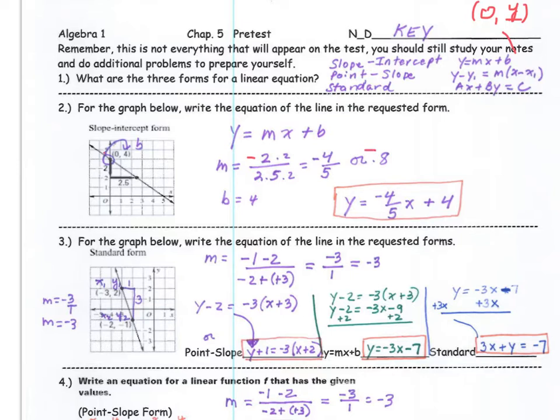This is a case where I really wouldn't use point-slope form because I can look at the graph and easily determine the y-intercept is 4. So my equation would just be y equals negative 4/5 x plus 4.